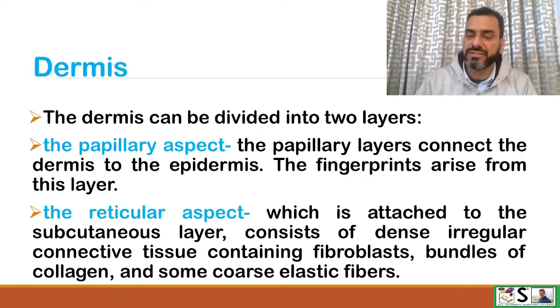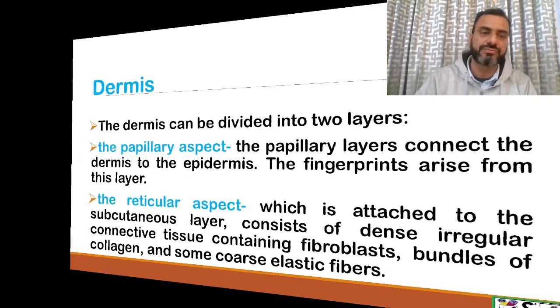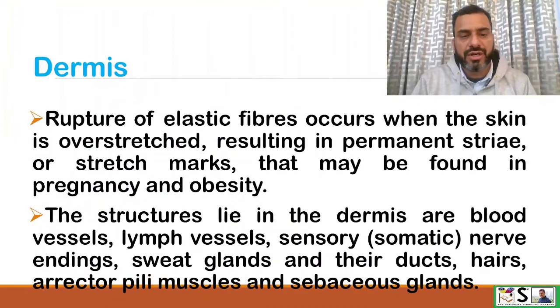The reticular aspect is attached to the subcutaneous layer and consists of dense irregular connective tissue containing fibroblasts, bundles of collagen and some porous elastic fibers. Rupture of elastic fibers occurs when the skin is overstretched, resulting in a permanent tear or stretch mark that may be found during pregnancy and in obesity.